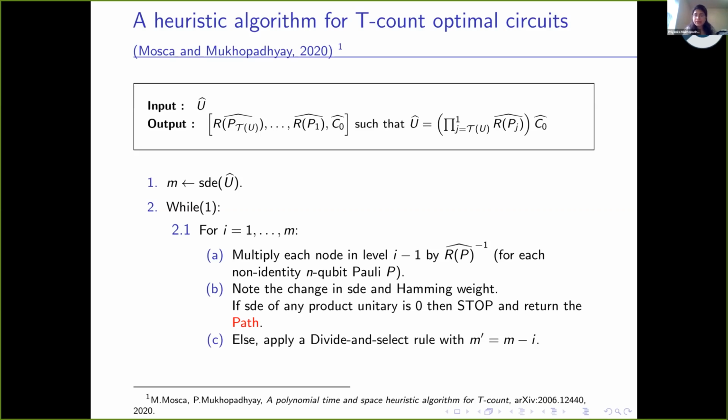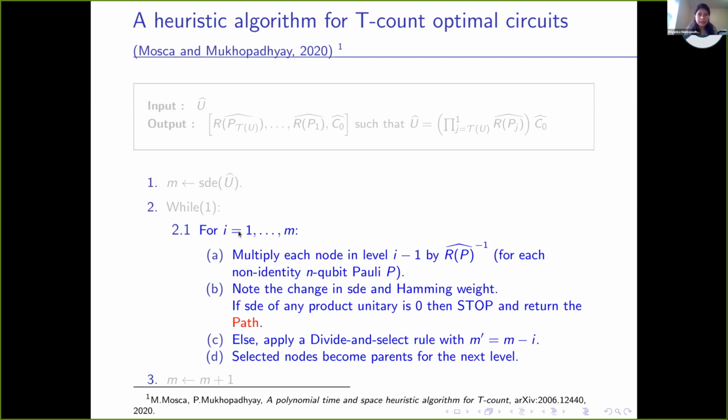Else we apply a divide and select rule with m' equal to m minus I. Now this m minus I is the number of levels remaining in the tree. That is, the number of unitaries whose SDE can reach 0 within the next m minus I steps. We only take those unitaries and not the rest. And the selected nodes become parents for the next level. If we do not find any decomposition here, then we again test for the next m and so on.